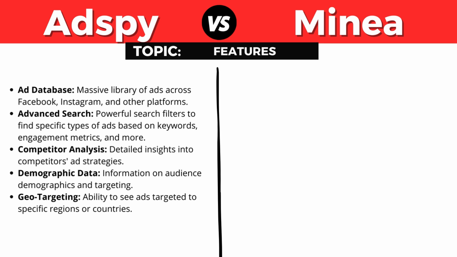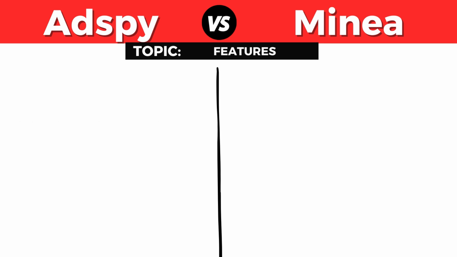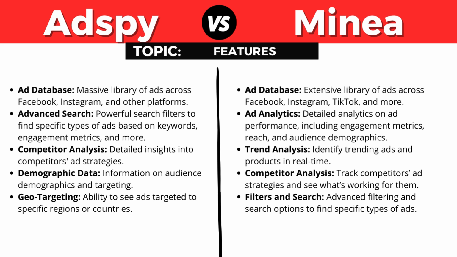It has demographic data, information on audience, demographics, and targeting. And last one, it has geo-targeting, an ability to see ads targeted to specific regions or countries. Well, we have, of course, on the other hand, Minea. And Minea has an ad database and extensive library of ads across Facebook, Instagram, TikTok, and more.